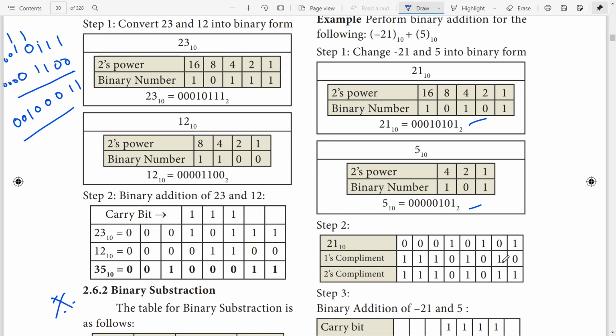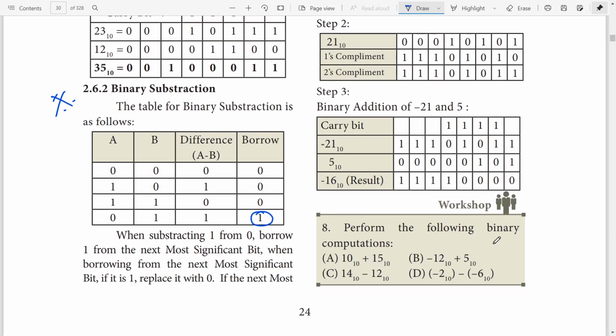1, 1, 0, 0, 0. That's it. So after adding this, you will get its corresponding result. Ignoring the sign, for normal addition and subtraction, 21 plus 5, you will get the answer as minus 16. So write this and verify whether this will give you 16. This one is your homework.